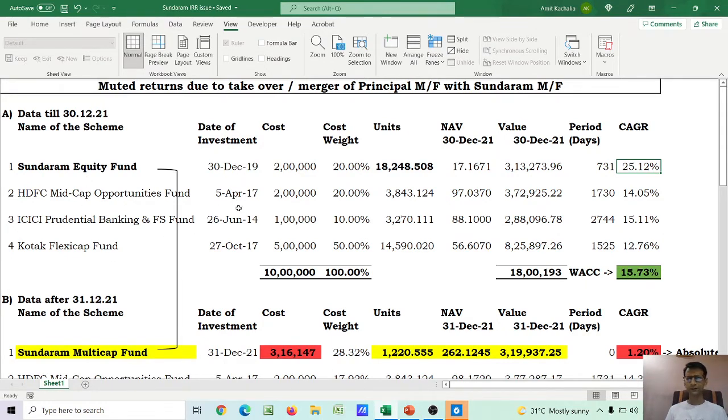Obviously, I'm investing at different dates, so cost and everything differ. So my 10 lakh has become 18 lakhs based on various periods. But obviously each and every period I've intentionally kept as more than a year. So obviously this is the total CAGR effect. Okay. So my 10 lakh becoming 18 lakhs at a CAGR of 15.73% per annum. Okay. Now what happens after this merger effect?